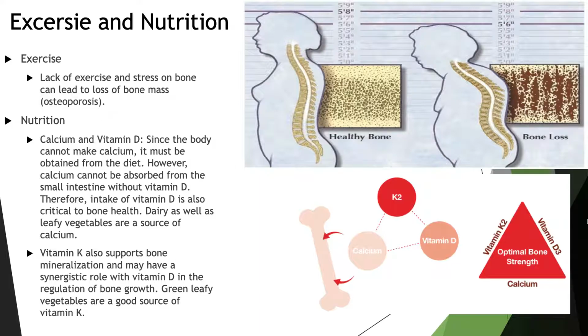Dairy as well as leafy vegetables are a source of that calcium. And vitamin K also helps to support bone mineralization and may have a synergistic role with vitamin D in the regulation of bone growth. Green leafy vegetables are also a good source of vitamin K. So eat your vegetables, kids.